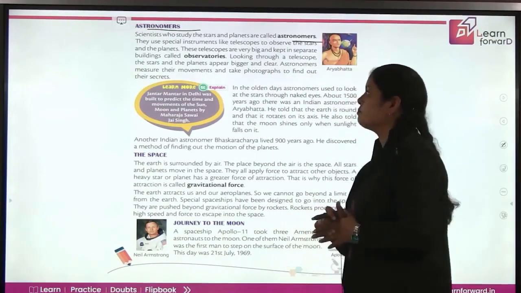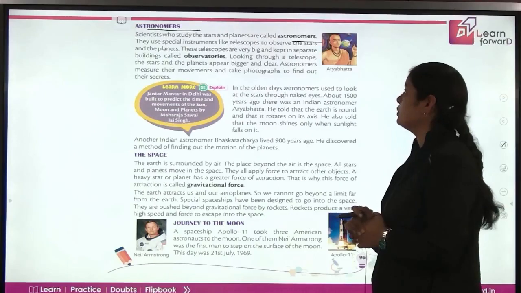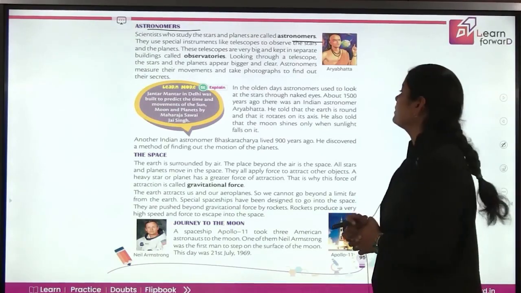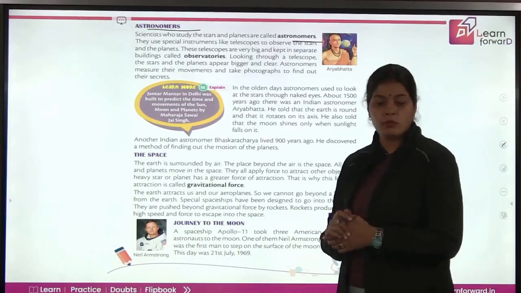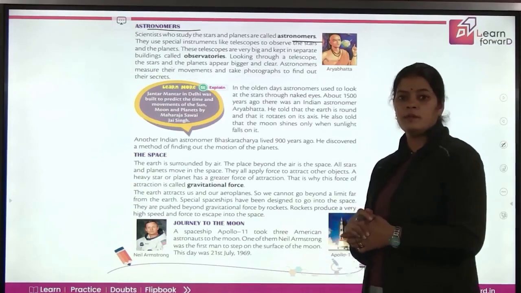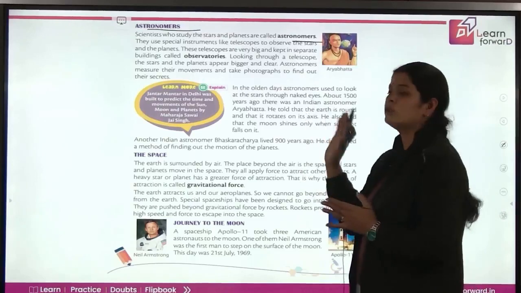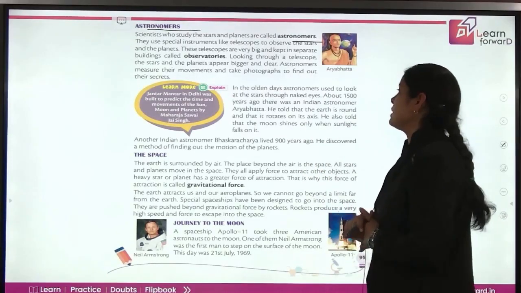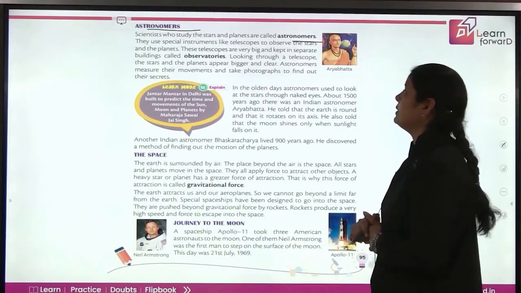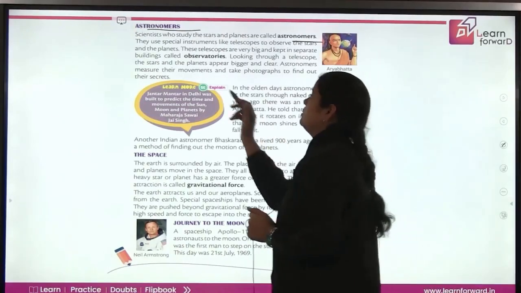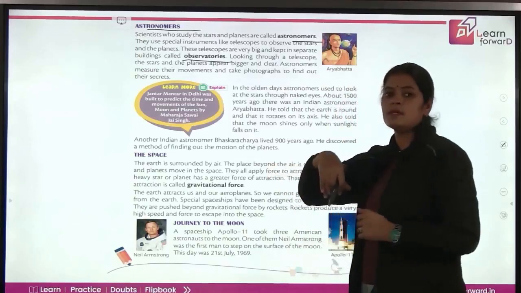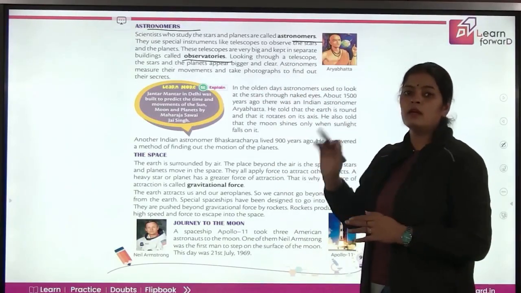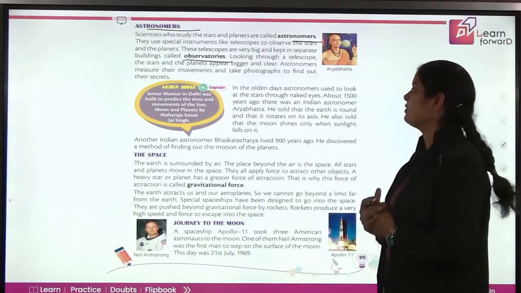They use special instruments like telescopes to observe the stars and the planets. Initially they were not that modernized, but now they are very modern. These telescopes are very big and kept in separate buildings called observatories. Just like today we have labs, in the old times the observatories were there in which these big telescopes were kept.